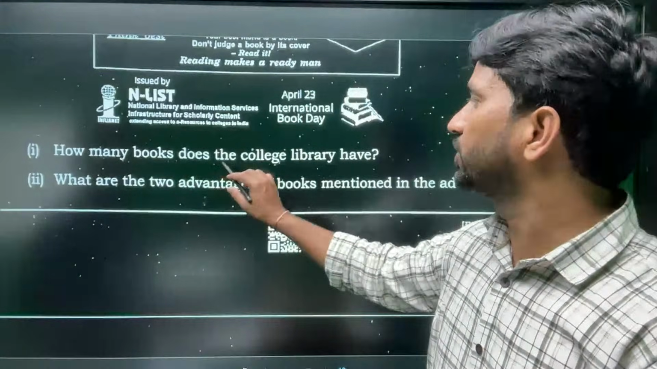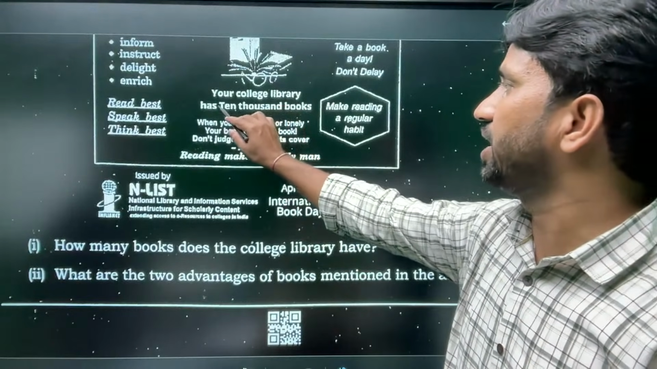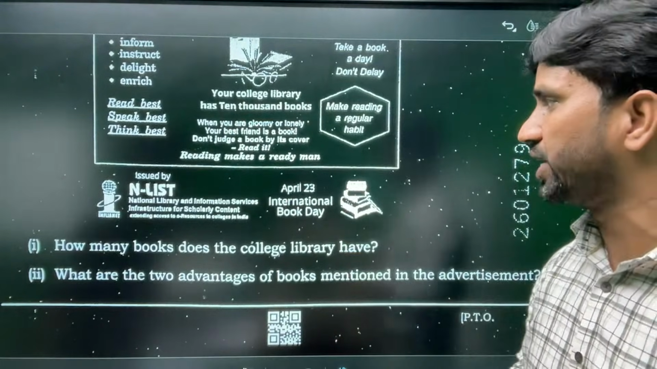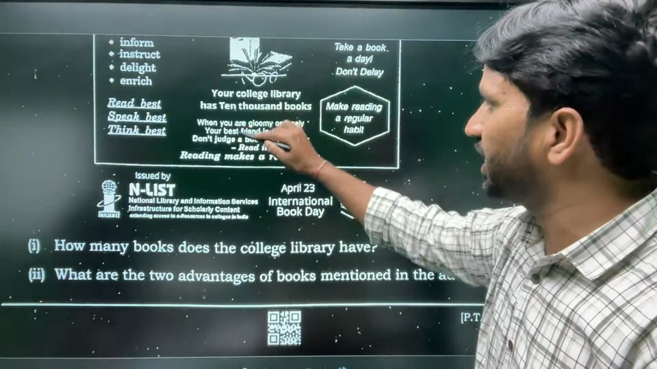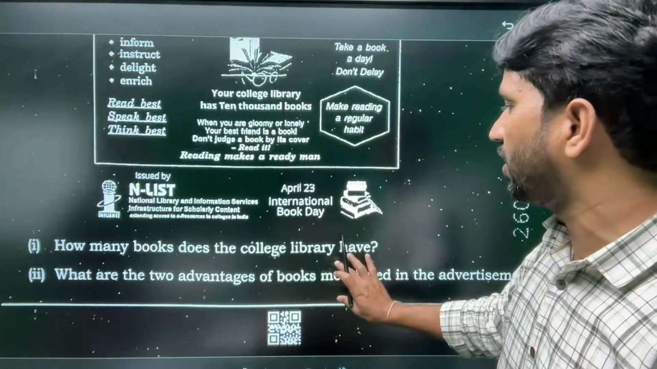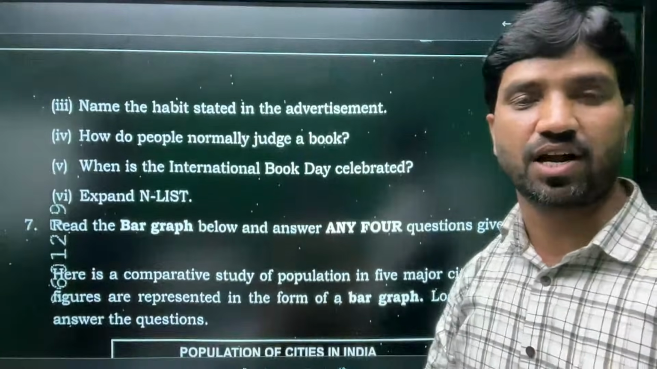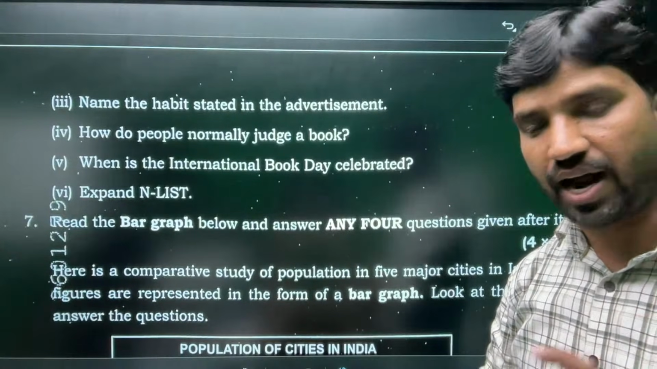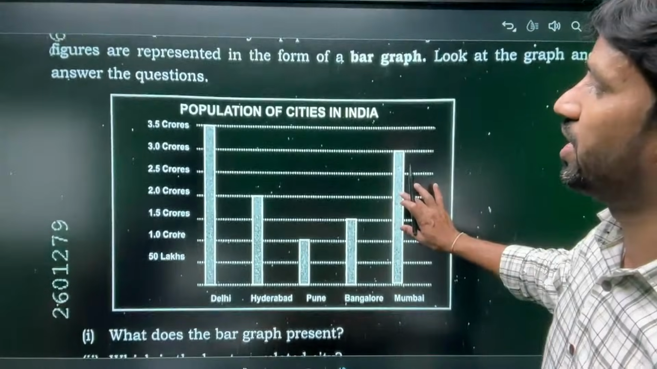See, how many books does the college library have? Here it is given as 10,000 books. That is the answer to the first question, in a single sentence. In the same way, read this advertisement and answer all 4 to 5 questions. Write at least 5 or 6 questions, not fewer than 4 or 5. Write all the questions. And this is also non-verbal data.